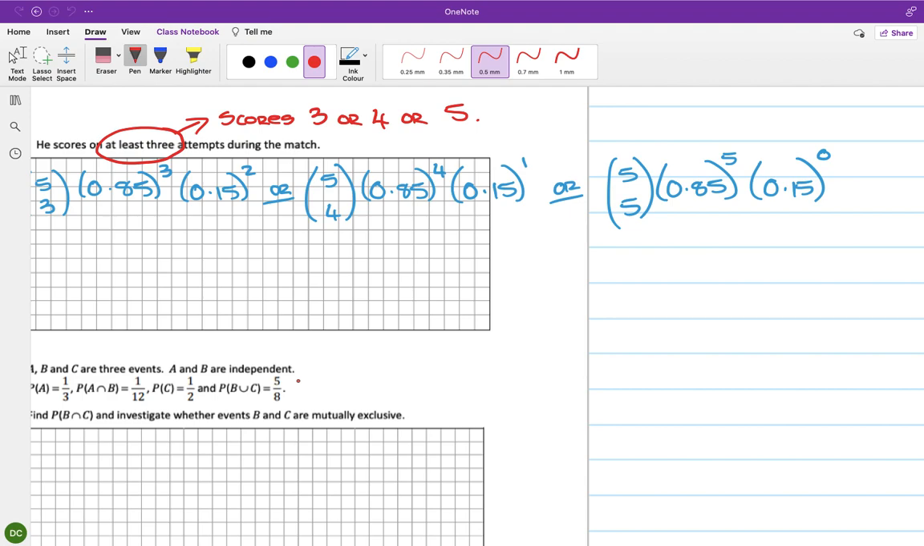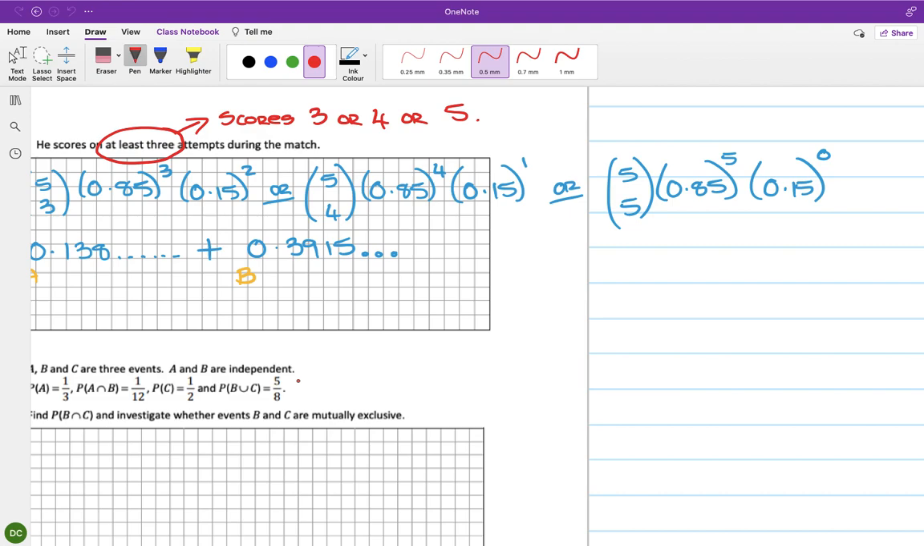So 5 choose 3 multiplied by 0.85 cubed multiplied by 0.15 squared. And this one is 0.138, and it goes on. And I'm going to store that in A. Okay. Plus 5 choose 4 multiplied by 0.85 to the power of 4 multiplied by 0.15 to the power of 1. So that is 0.3915, and again it continues, and we'll store that in B.